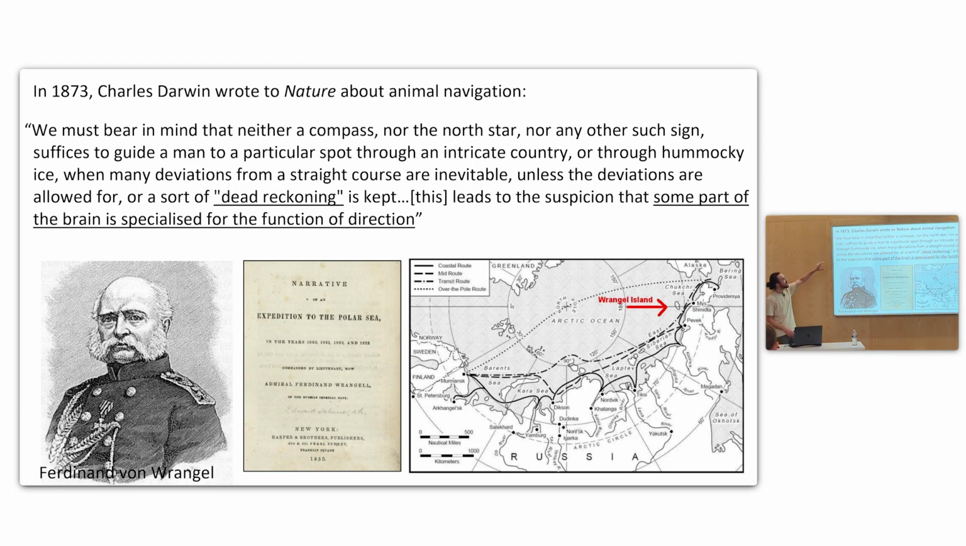In 1873, Charles Darwin wrote to Nature about animal navigation. He read this guy's book, von Wrangel. There's an island in northeastern Siberia called Wrangel Island, where the last population of mammoths, by the way, were found. They lived to 2000 BC, so 4,000 years ago. There were 6 mammoths 10,000 years ago that ended up on that island, and they just were incubating themselves until eventually their demise, 6,000 years past the rest of the mammoths.